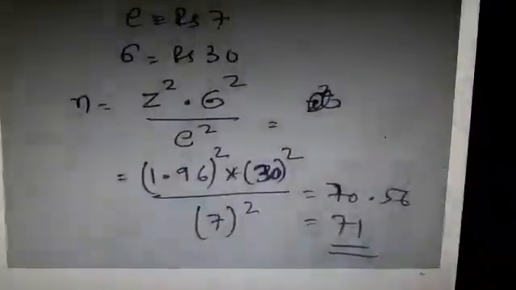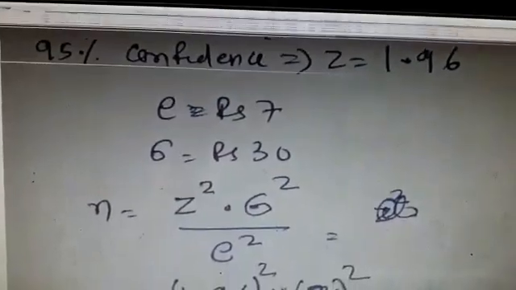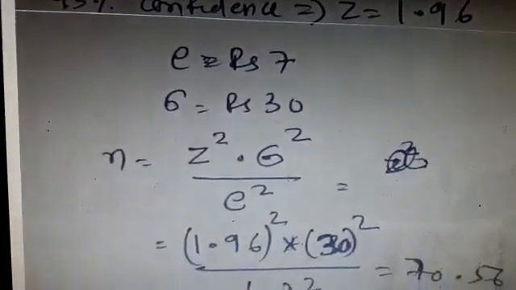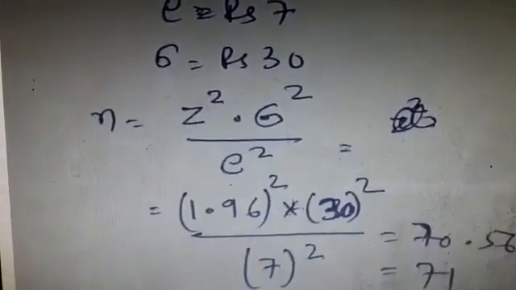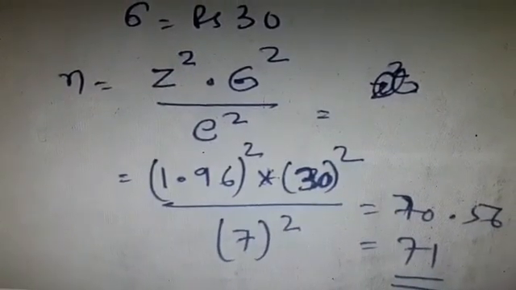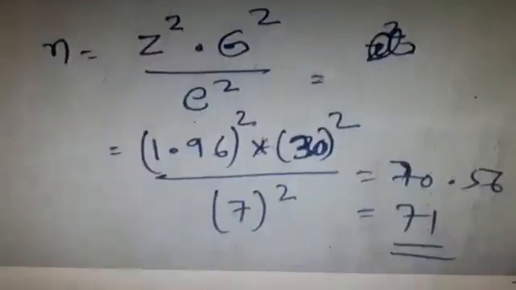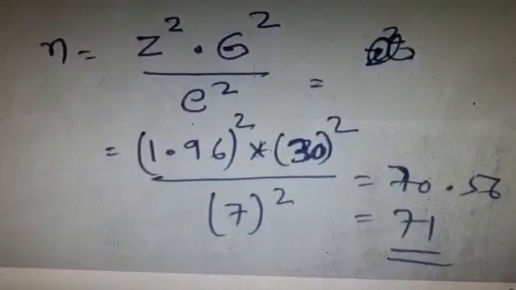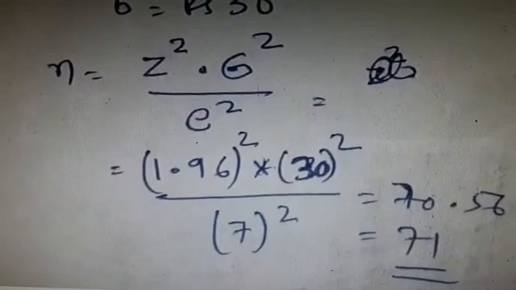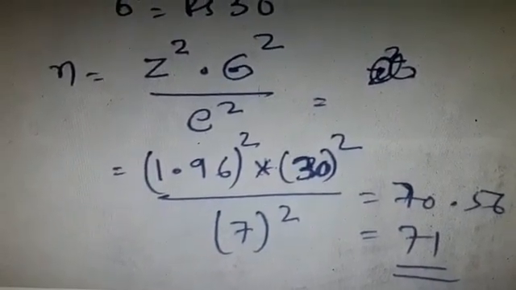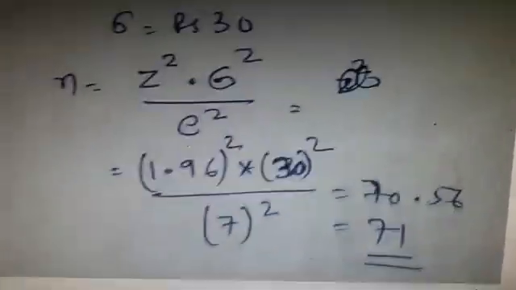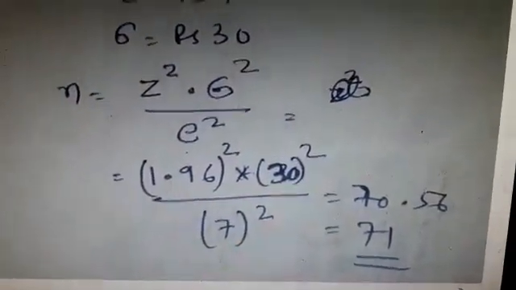So here we use another formula. For 95% confidence, Z is equal to 1.96. Margin of error is rupees 7. Population standard deviation is rupees 30. So the sample size n is equal to Z square into standard deviation square upon E square, that is margin of error square. So 1.96 square into 30 square upon 7 square. So here the sample size is roughly coming as 70.56, which is approximately 71.